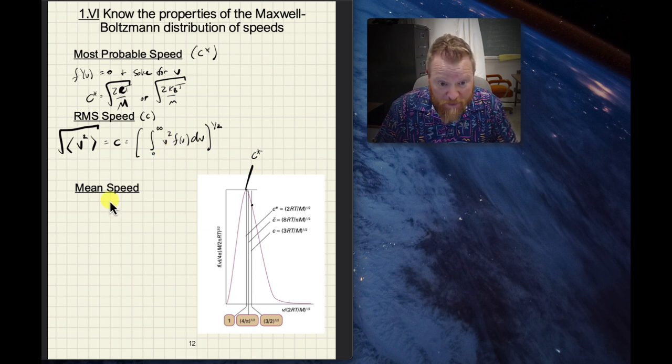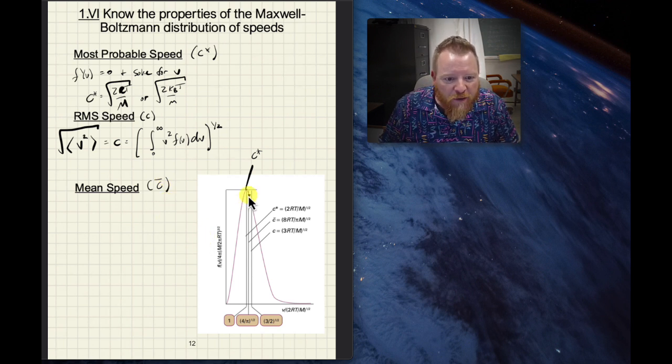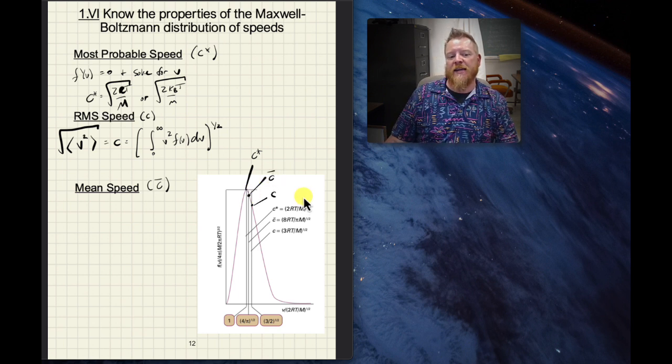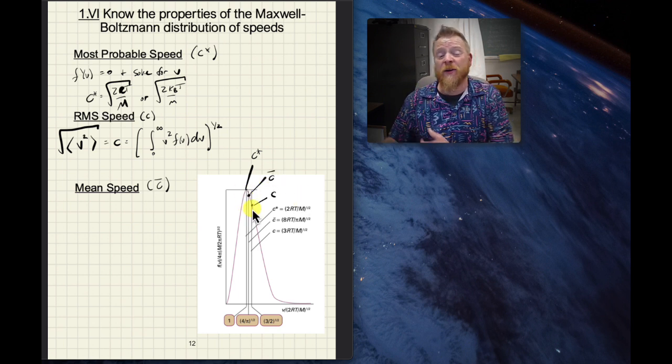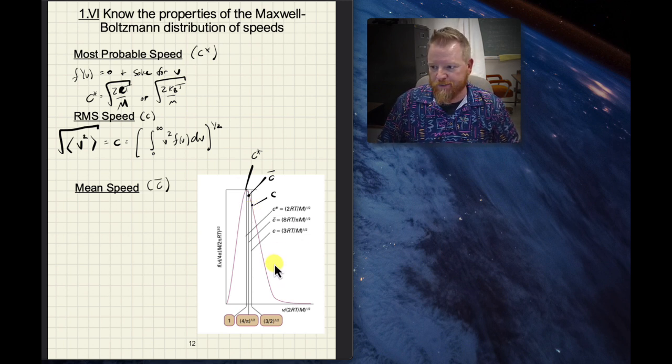So we can see now the mean speed, which is given by c bar. And the mean speed is very close to the most probable. So that was c star for the most probable. c gives me the RMS, and c bar gives me the mean. So you can see they're all pretty similar, and they're not identical, again, because this is not a symmetrical distribution.